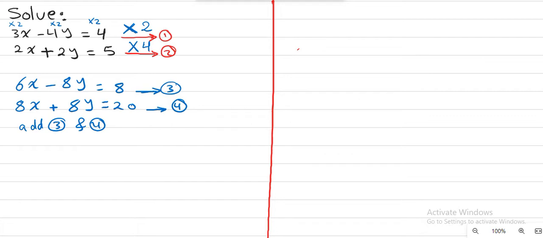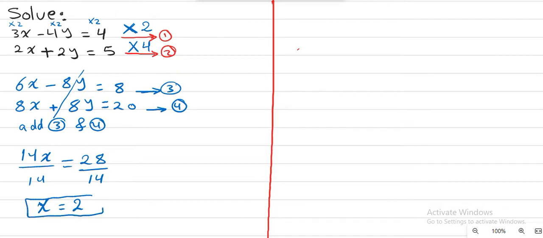X with x, it's 14x. Y with y, negative 8y plus 8y, it will be eliminated because it's 0. Equal 28. Divide by 14, so x equal 2. This is the value of the first variable.